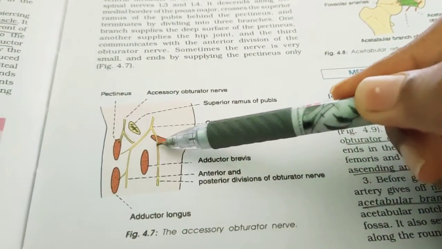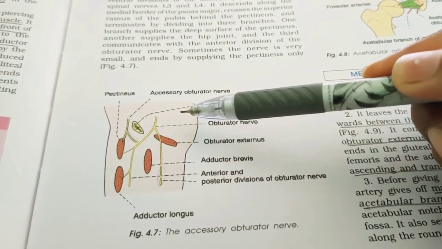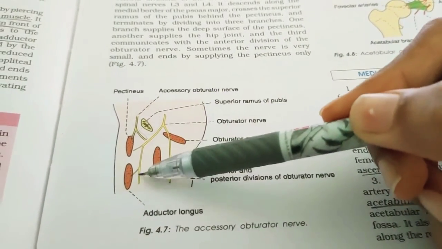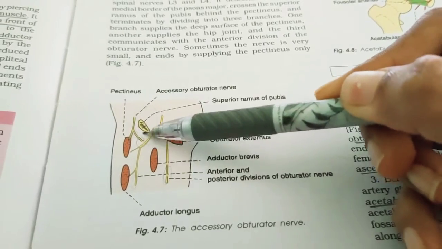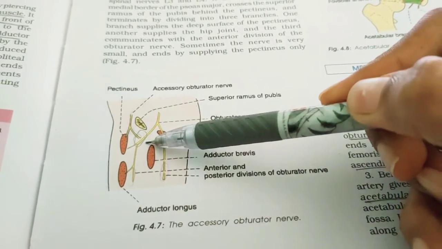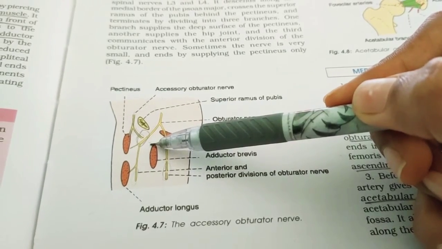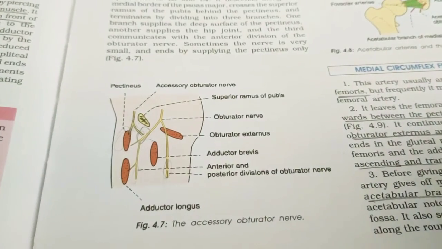This is the normal obturator nerve, and this is the anterior division. Sorry, this is the anterior division, this is the posterior. You can see the anterior division communicating with the accessory obturator nerve. But only sometimes this nerve may be present, and sometimes it's so small that it only supplies the pectineus. It will not have the other 2 branches.